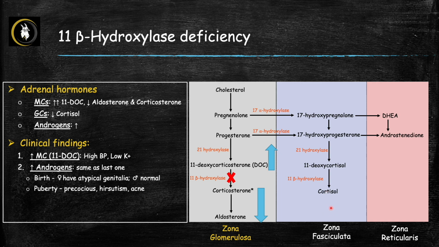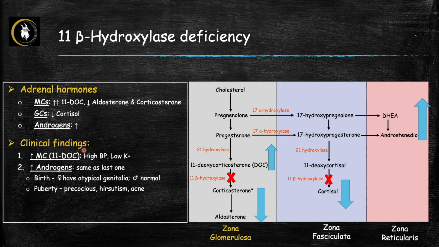In the next zone, the zona fasciculata, we're going to have inhibition of cortisol synthesis, and so levels are going to be low. This is the same in all three of these enzyme deficiencies, as I mentioned before. Then finally, just like we saw in the last case, the androgen levels are going to be elevated because these precursors are going to go down this pathway right here and have more DHEA and androstenedione.